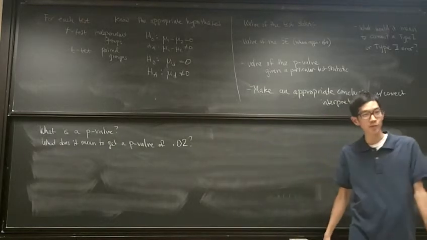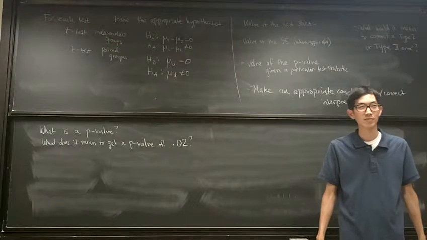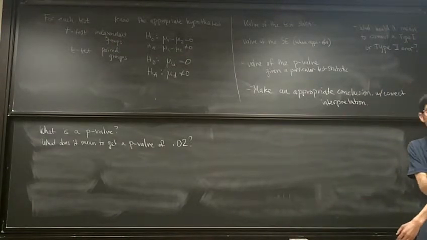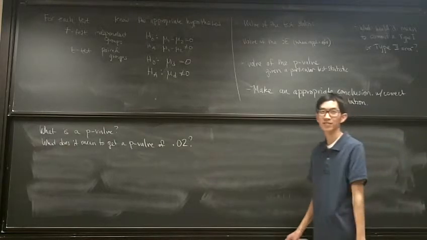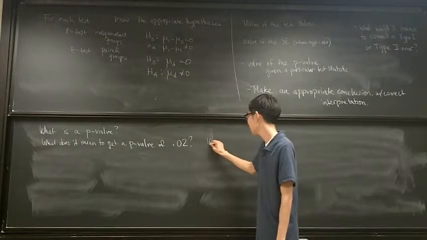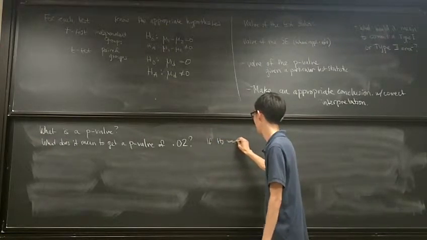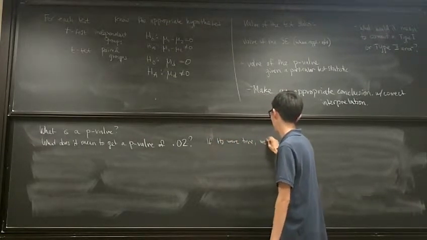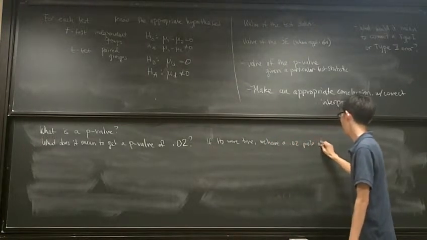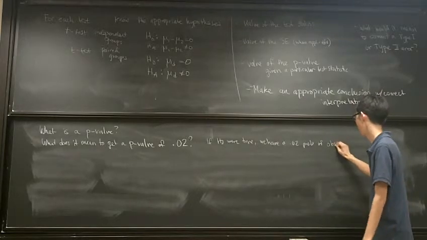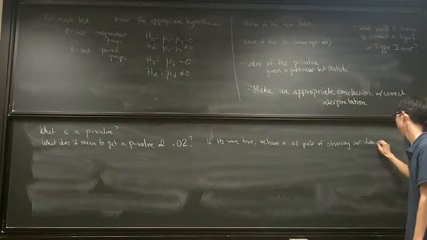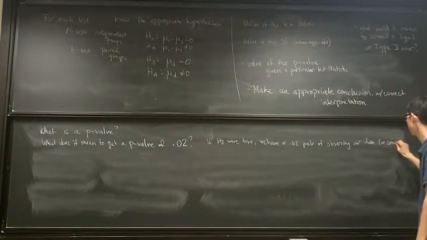What does it mean to get a p-value of 0.02? The probability of observing our data or something more extreme, if the null hypothesis were true, right? So if H0 were true, we have a 0.02 probability of observing our data, or something more extreme. Yeah, exactly.